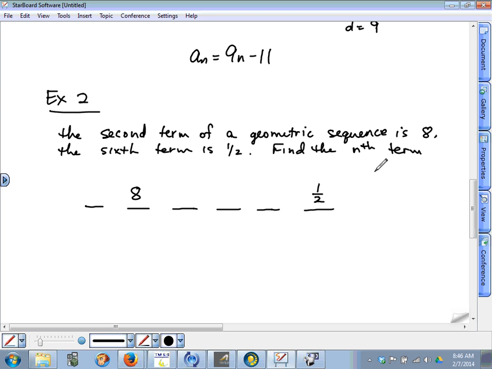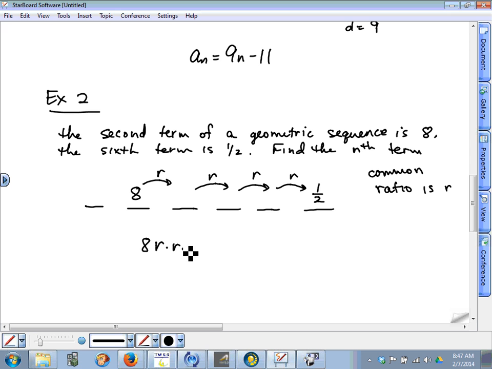Because we don't know what the common ratio is, let's call the common ratio r. To go from the second term to the third term, what do we multiply by? r. And then to go from the third term to the fourth term, what do we multiply by? r. And then the fourth term to the fifth term, you multiply by r. And then finally from the fifth term to the sixth term, you multiply by r. You guys follow? So if we start with the second term 8 and multiply it with 4 r's, what should that equal according to the sequence? It should equal 1/2. 8 times r times r times r times r should equal 1/2.